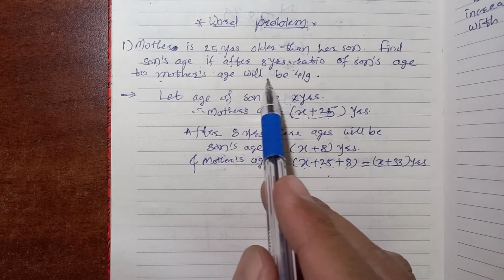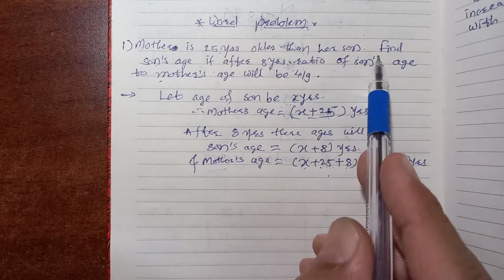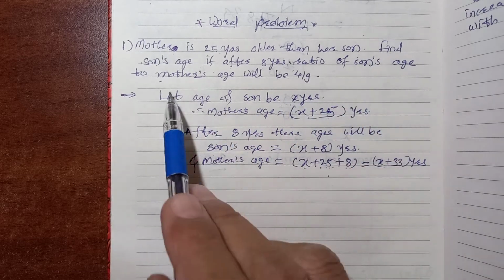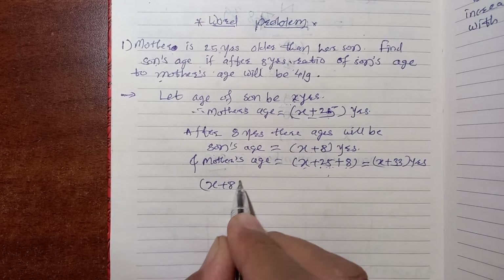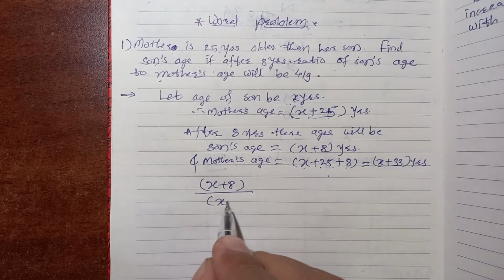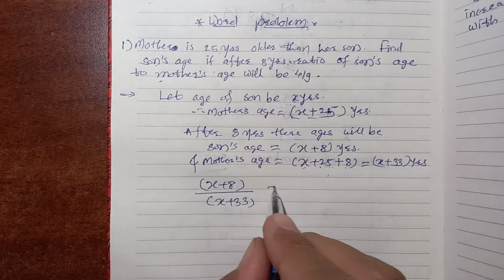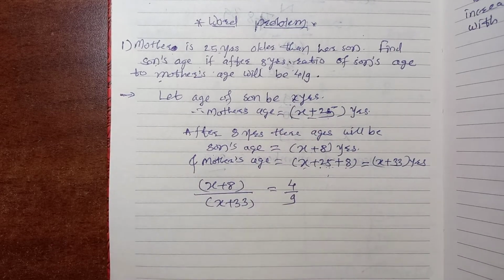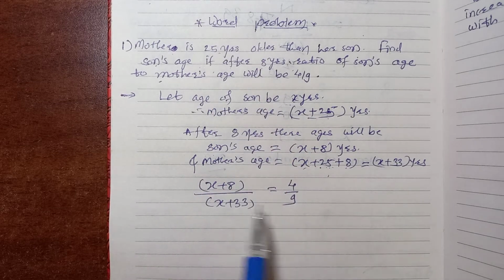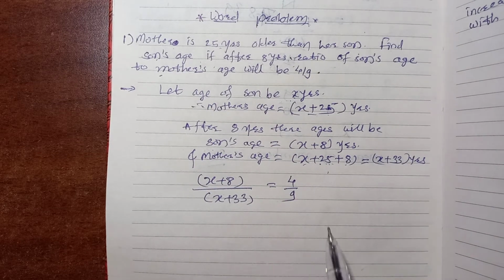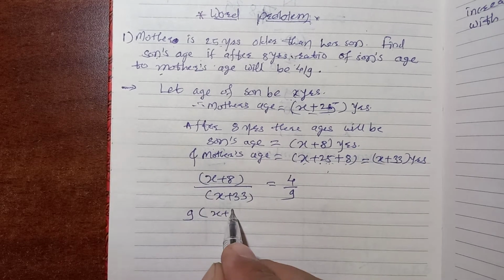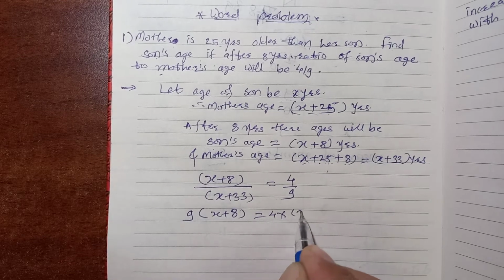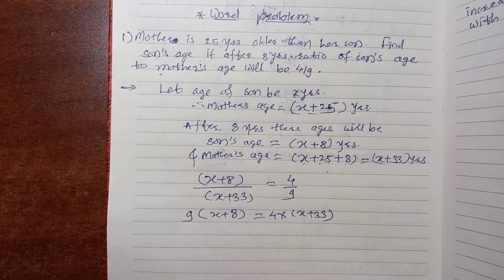And now you have to take the ratio of the son's age with the mother's age. Son's age after 8 years is x plus 8, and mother's age is x plus 33. This ratio is 4 upon 9. See, now we have framed this word problem into equation form, and already you know how to solve this one. Cross multiplication: 9 multiplied by x plus 8, and 4 multiplied by x plus 33.